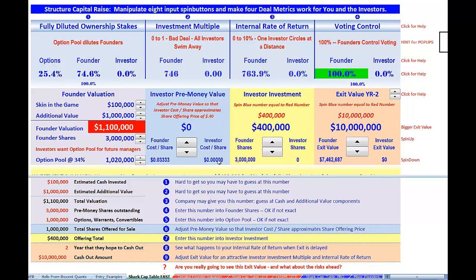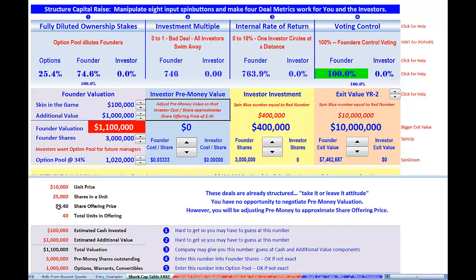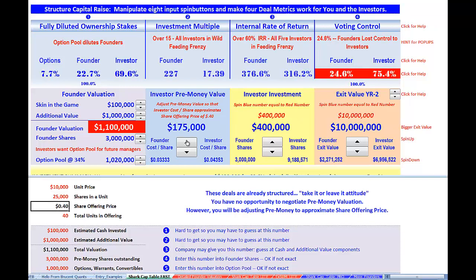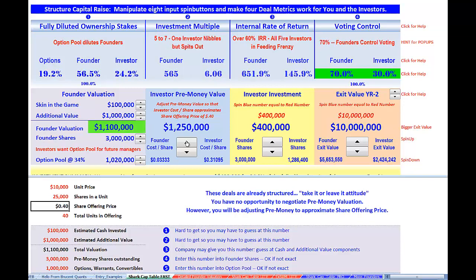Now the last one is that we're going to adjust the pre-money value so that investor cost, down here, approximates the share offering price of 40 cents. Well, where do we get that 40 cents? Right here. That's a $10,000 unit, 25,000 shares in a unit, or 40 cents a share. So let's crank up here, and we will stop when we see 40 cents. Close enough. That's probably closer too. So we now have a deal.